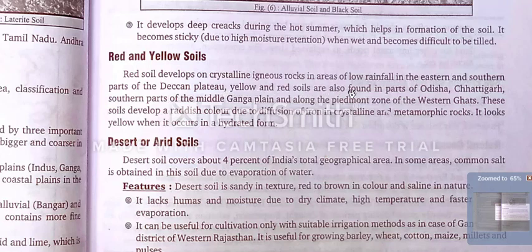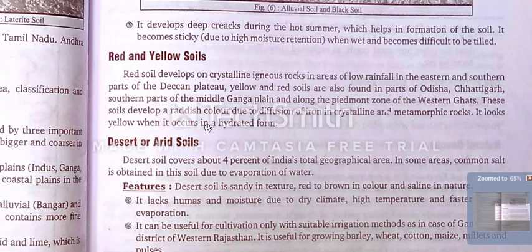Yellow and red soil are also found in parts of Odisha, Chhattisgarh, southern parts of the Middle Ganga plain, and along the pediment zone of the Western Ghat. Means this soil is found where? Mostly in Odisha, Chhattisgarh, southern parts of the Middle Ganga plain, and along the pediment zone of the Western Ghat. Pediment means foothills.